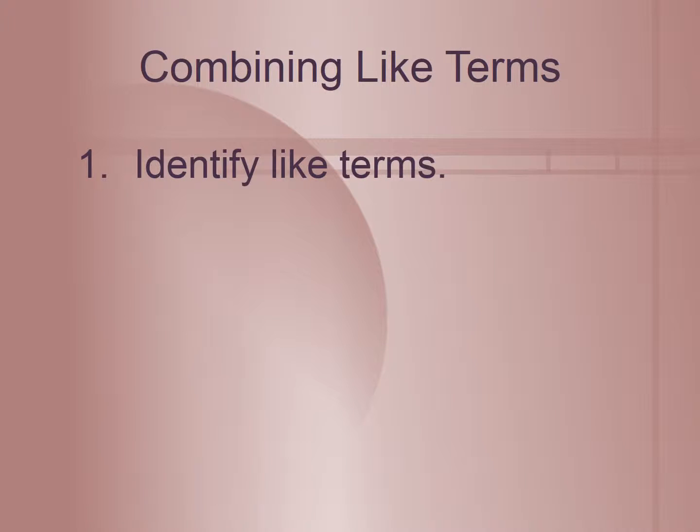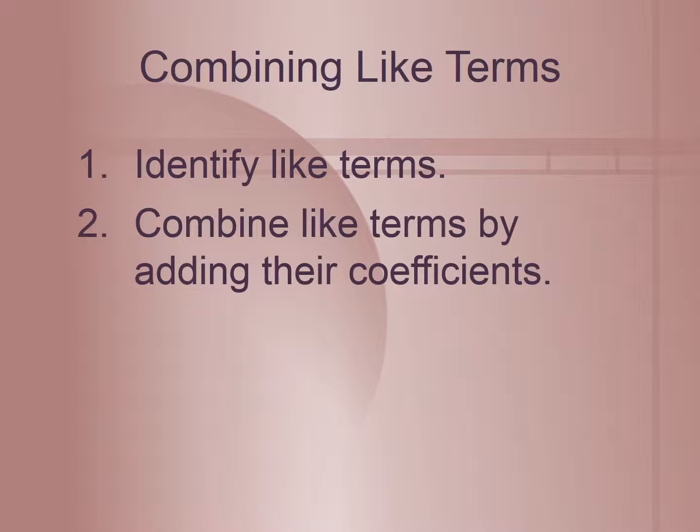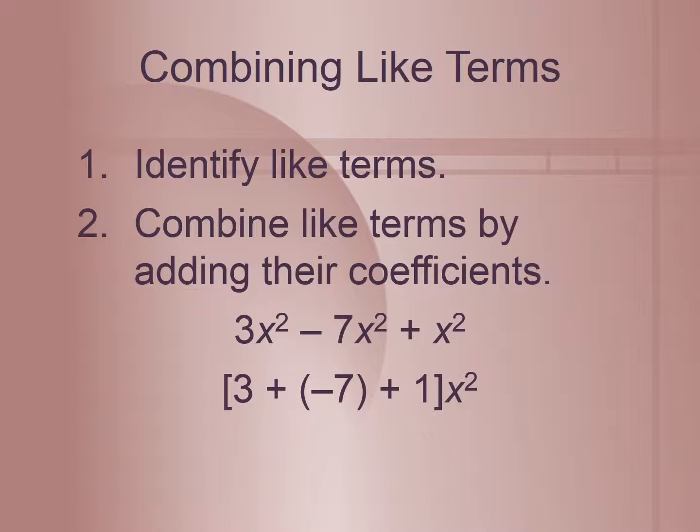So when we combine like terms, the first thing we have to do is identify the like terms. And then we combine them by adding their coefficients, which is the number that is in front of the variables. So if we have 3x squared minus 7x squared plus x squared, step 1 is to identify the like terms. All of those terms are alike, so that means that we can add their coefficients together. Remember, our coefficients were 3, negative 7, and 1. 3 plus negative 7 plus 1 is negative 3. So when we combine all our like terms, we end up with negative 3x squared.